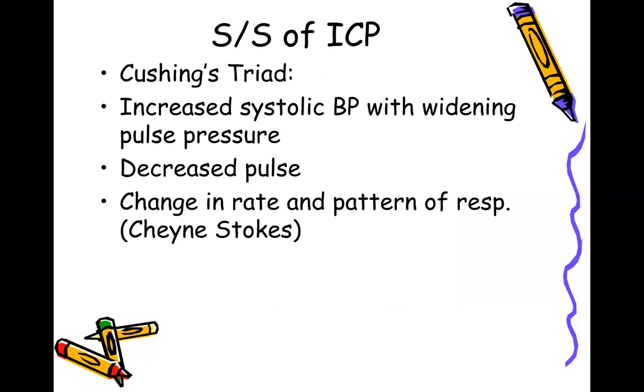Okay, signs and symptoms of increased intracranial pressure. We have what's called Cushing's triad. So what is Cushing's triad? Well, there's three things. You have to have an increased systolic blood pressure with widening pulse pressure, meaning the systolic is going to get really high, but the diastolic is going to stay kind of low. So when you get the difference, that's the pulse pressure. Decreased pulse, so their pulse is actually going to drop, and then change in rate and pattern of the respirations, more so looking at that Cheyne-Stokes pattern.